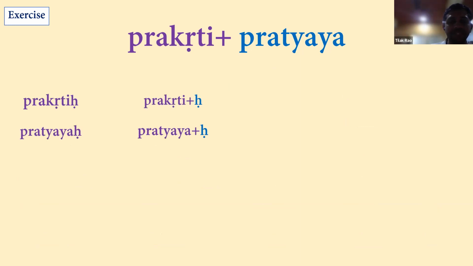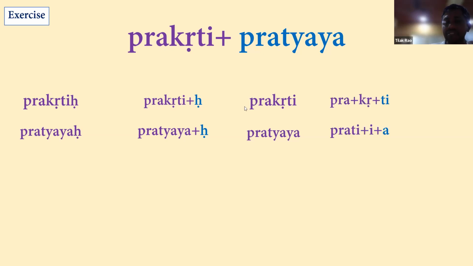Even the words prakriti and pratyaya are also derived from some dhatus by adding pratyayas. Prakriti is a prakriti and pratyaya is also a prakriti. Prakriti is derived from kru dhatu, and pratyaya is derived from i. So kru and i are dhatus, and there are some prefixes and some pratyayas. By adding prefixes and pratyayas, we get these words.